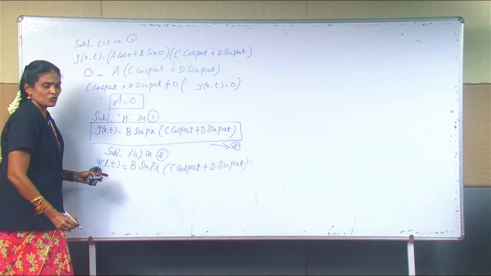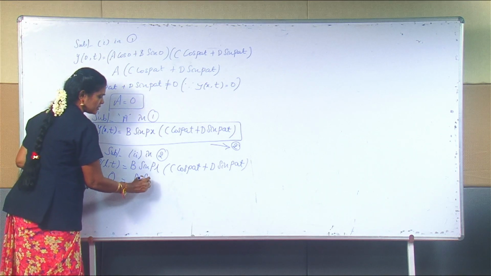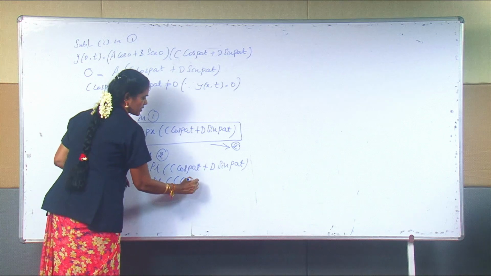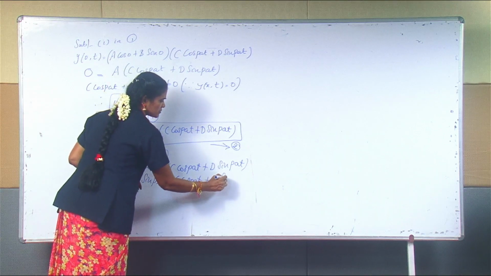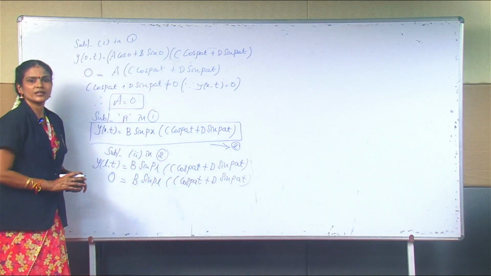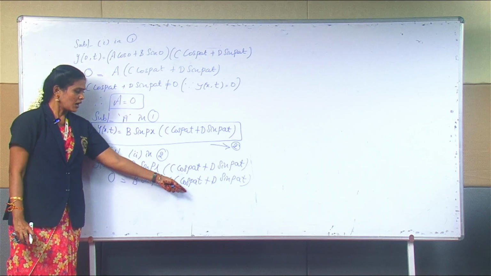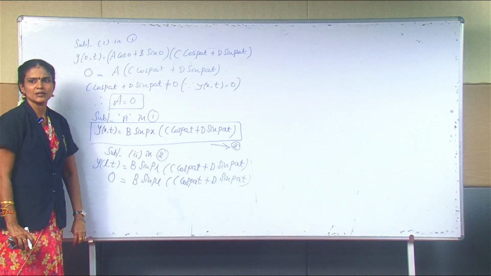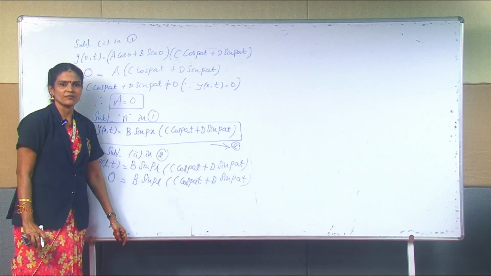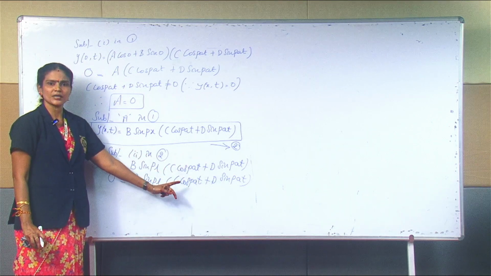By the boundary condition, y(L, t) is 0. So, 0 equals b sin pL into (c cos pat plus d sin pat). Here we get three possibilities: either b equals 0, or sin pL is 0, or c cos pat plus d sin pat is 0. Already we have seen c cos pat plus d sin pat is not equal to 0, because otherwise we get the trivial solution y(x, t) equal to 0.